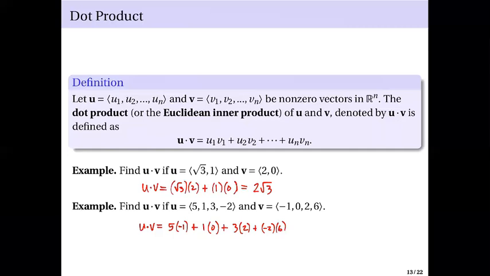Okay? So this is equal to negative 5 plus 0 plus 6 minus 12. Okay? So this is minus 17 plus 6. This is equal to minus 11. So this is the dot product of those two vectors. Okay?